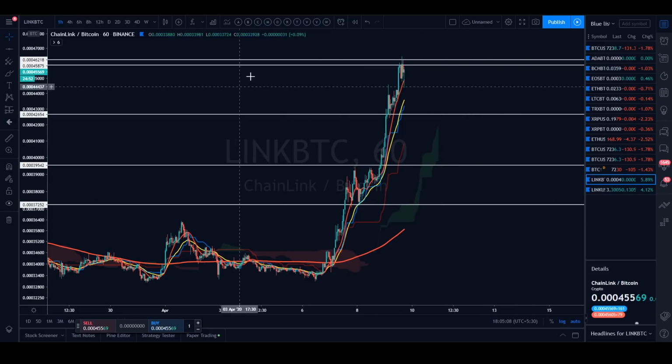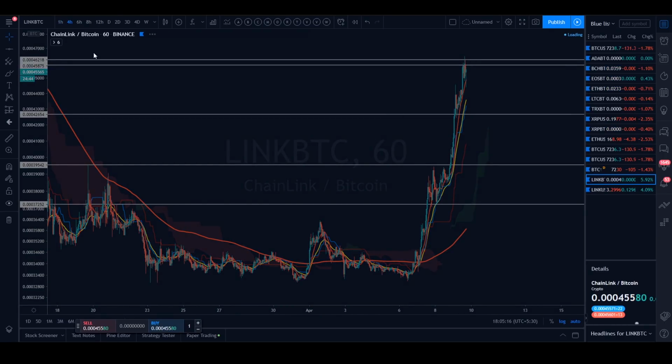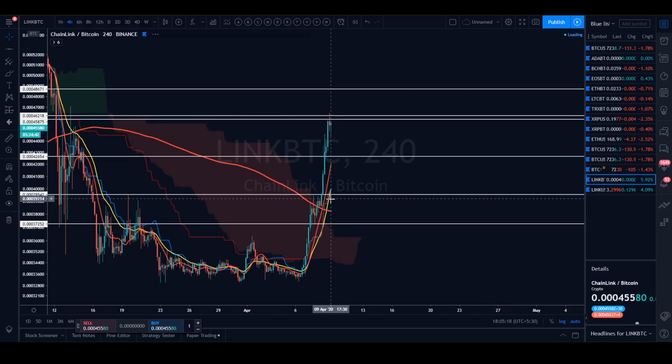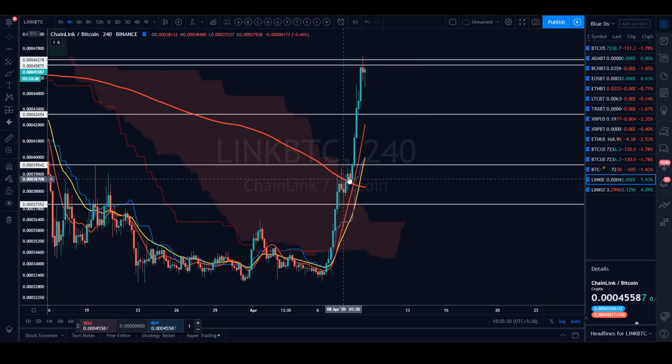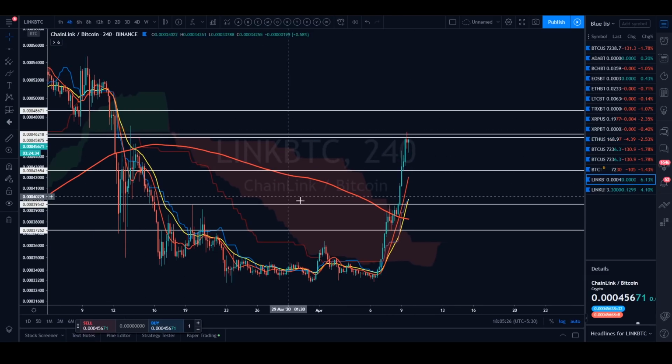So Chainlink Bitcoin, this is on the hourly time frame. Holy moly, look at this. But let's actually talk about what we discussed yesterday. So yesterday, this is the Chainlink Bitcoin chart, okay? Yesterday we were pretty much sitting at that 4-hour 200 simple moving average, and I told you guys that Chainlink plays off very well on that 200 simple moving average, right?